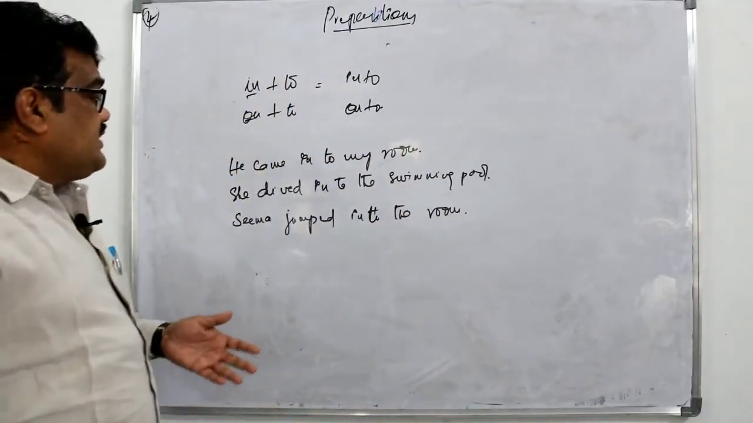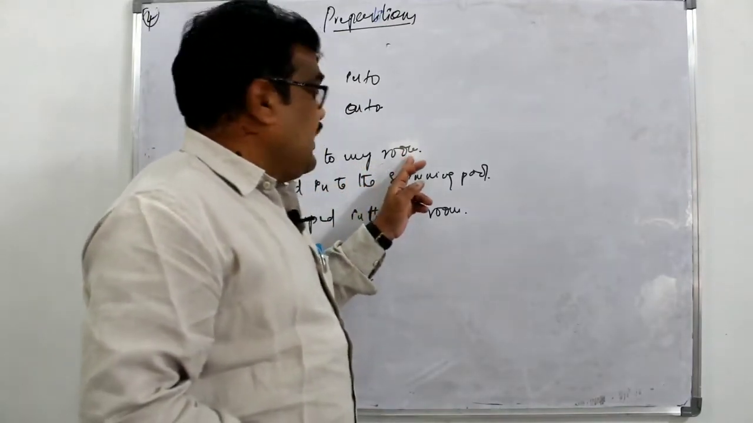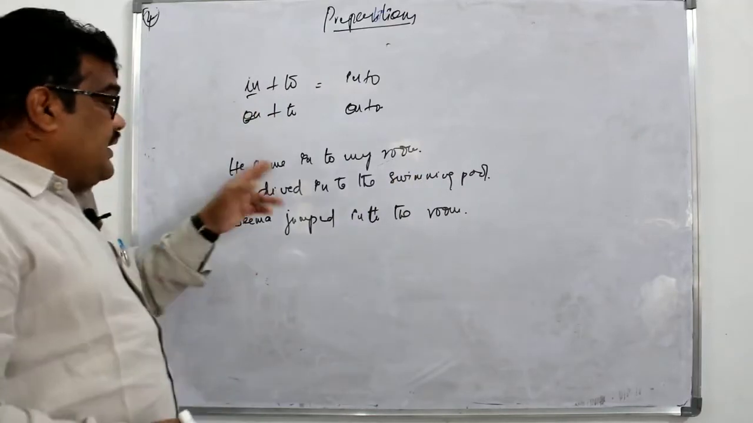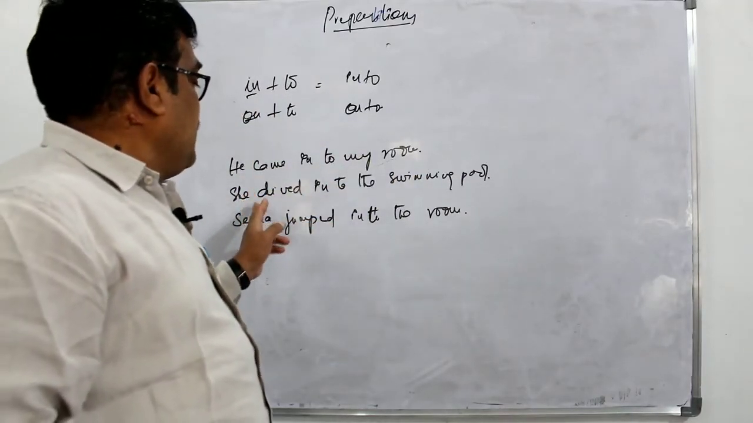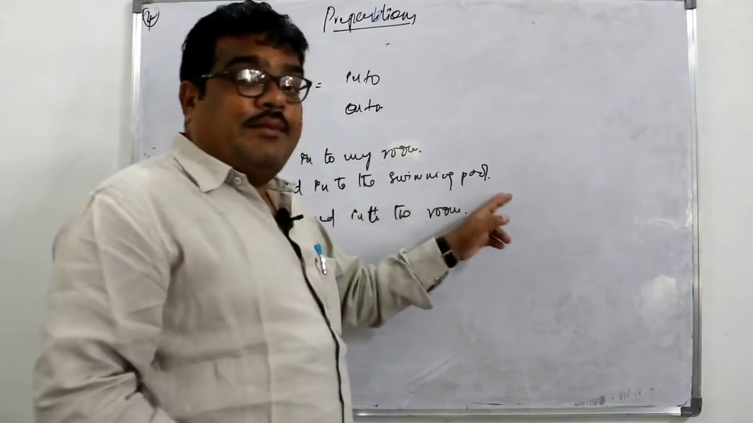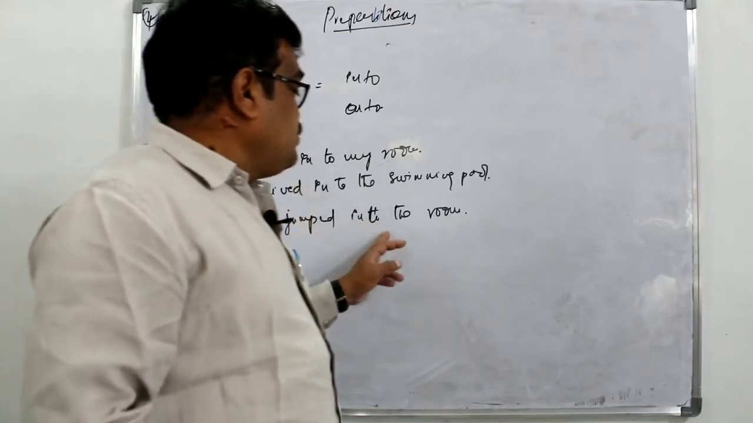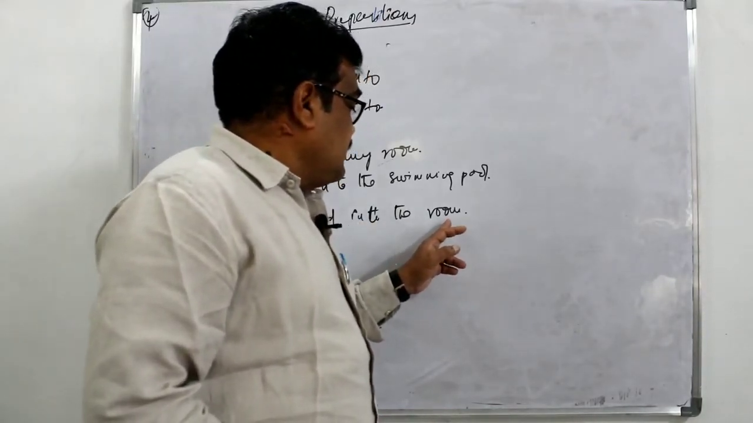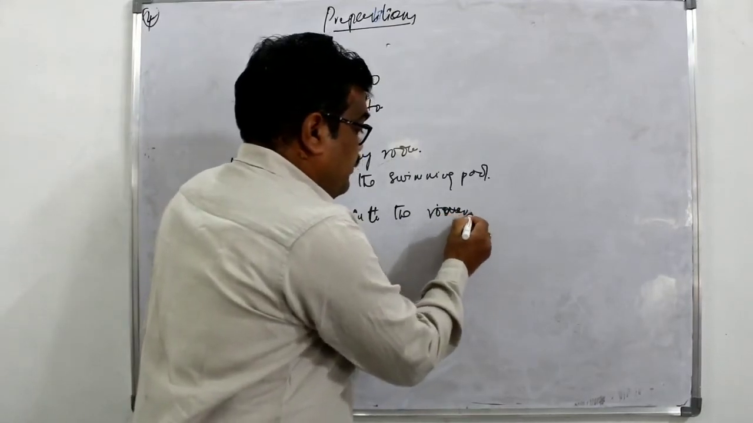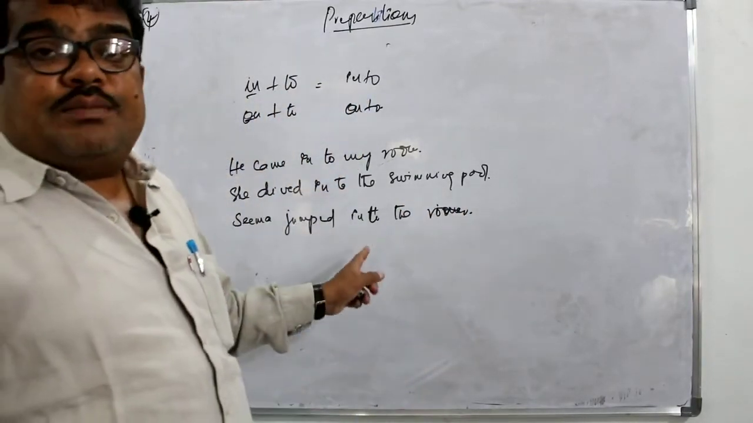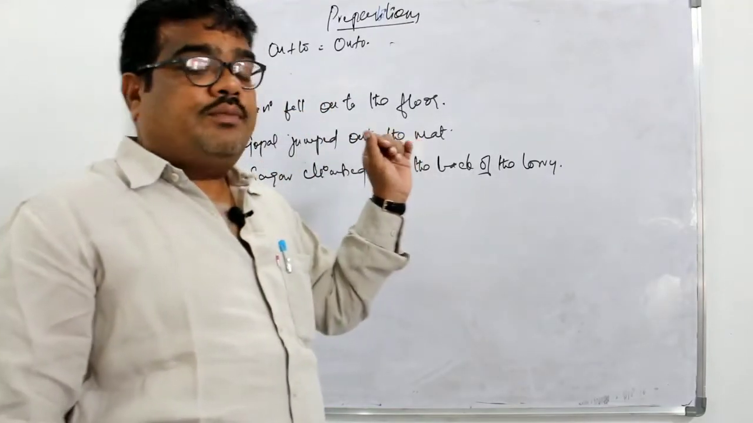I have given some examples here. He came into my room, meaning going towards the interior. She dived into the swimming pool. Another example, Seema jumped into the river. Right. I have given examples of into.